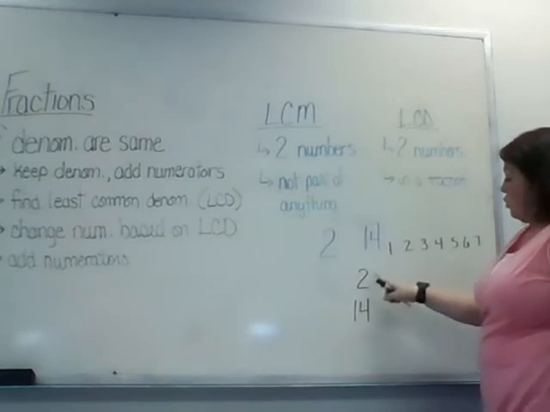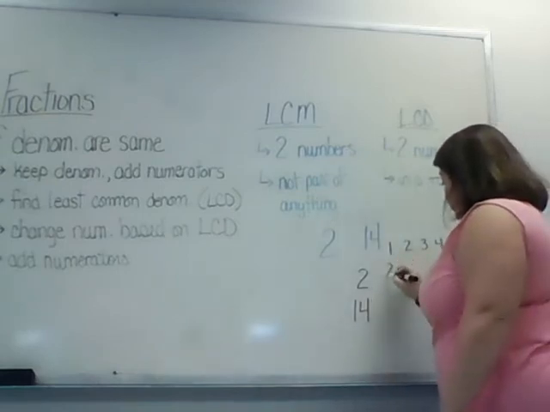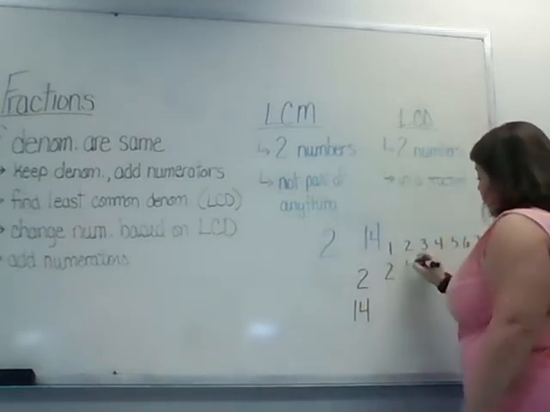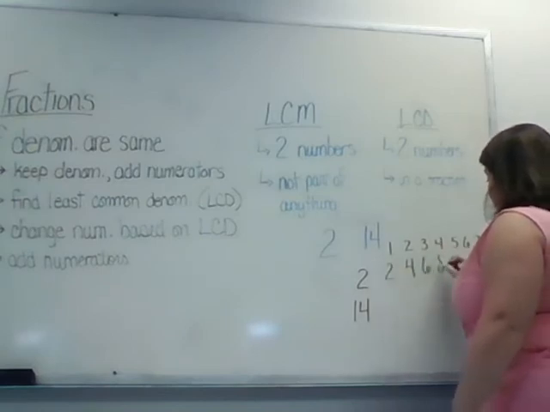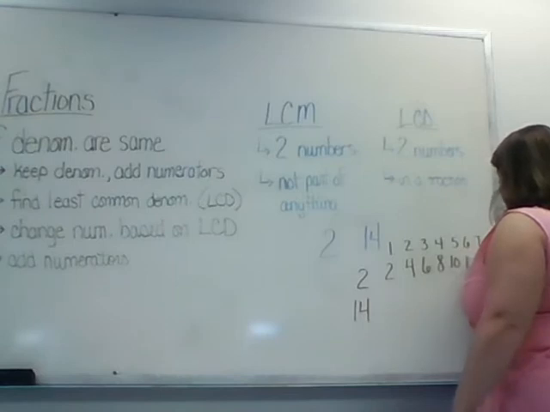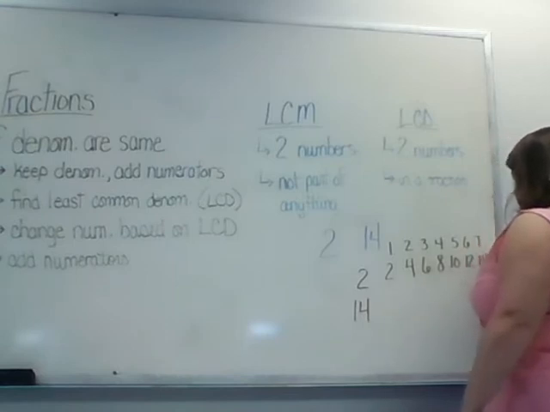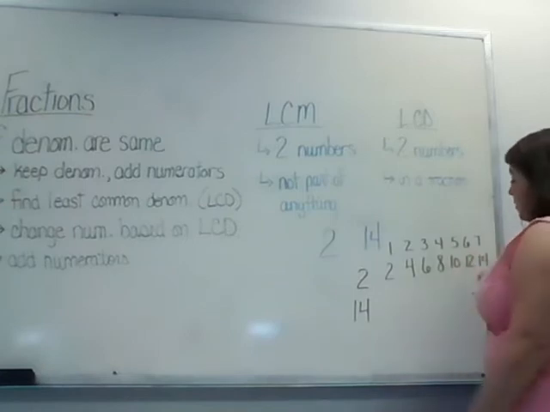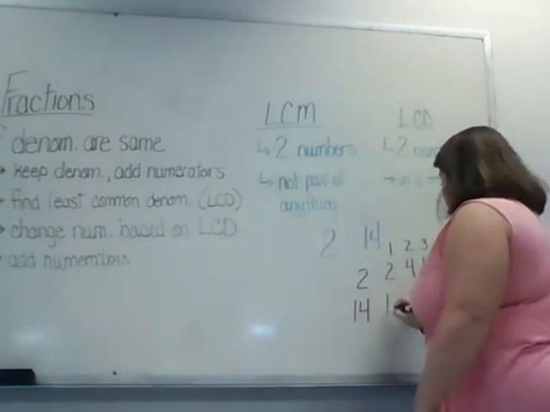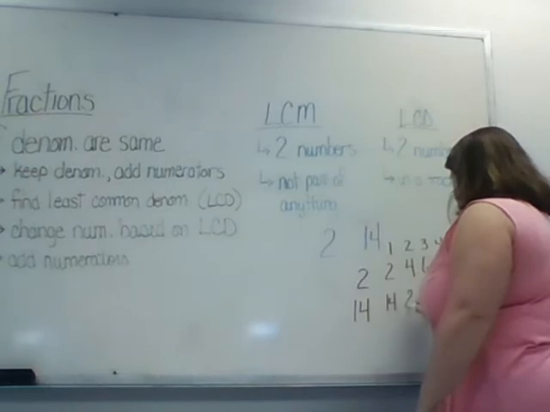Okay, so 2 times 1 is 2. 2 times 2 is 4. 2 times 3 is 6. And I'm just going to keep going for time's sake. And I went up to 14, or up to 2 times 7. So 14 times 1 is 14. 28.